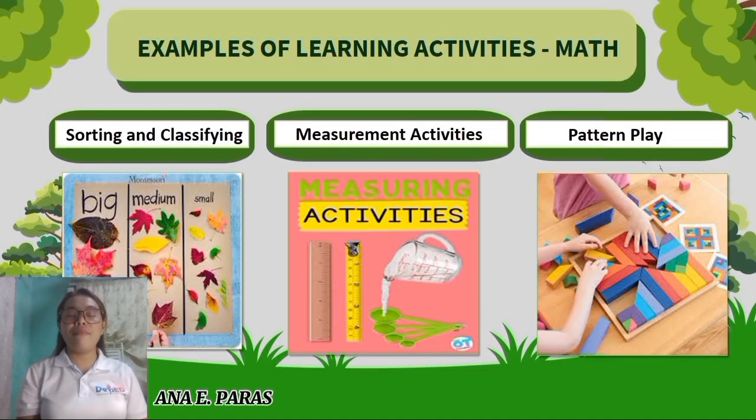Examples of learning activities in math are sorting and classifying, measuring activities, and pattern play. For sorting and classifying, leaves involve grouping them based on characteristics like shapes, sizes, colors, and textures. These activities help children develop observation skills and learn how to recognize patterns and differences in nature.